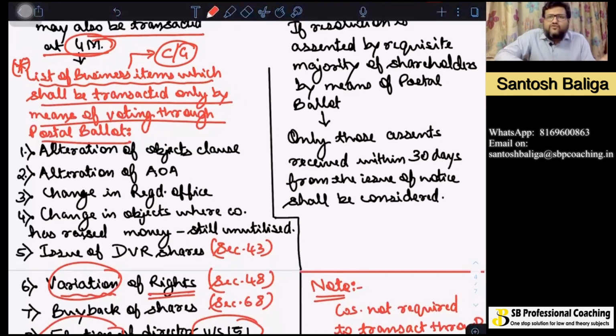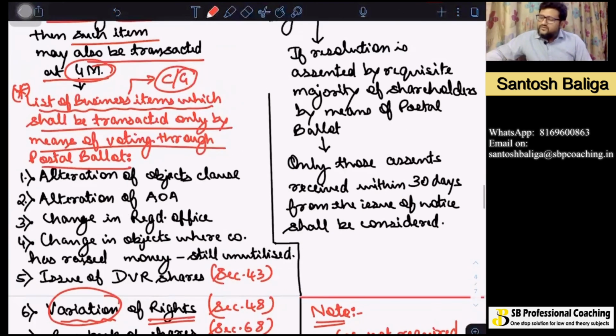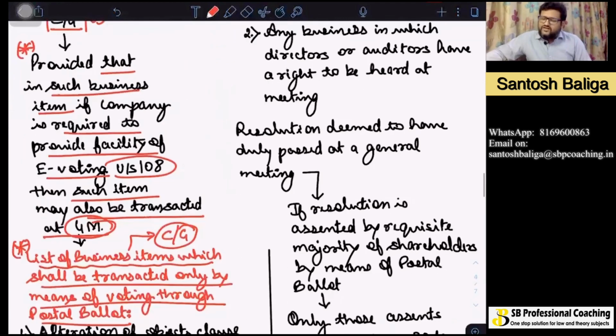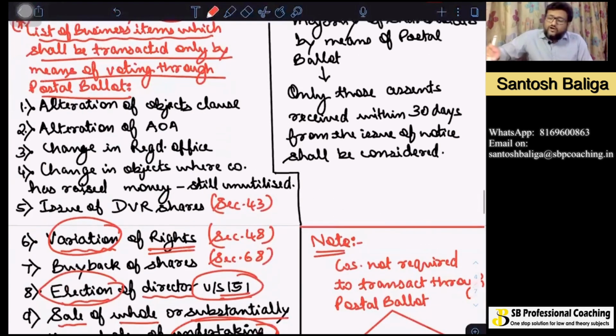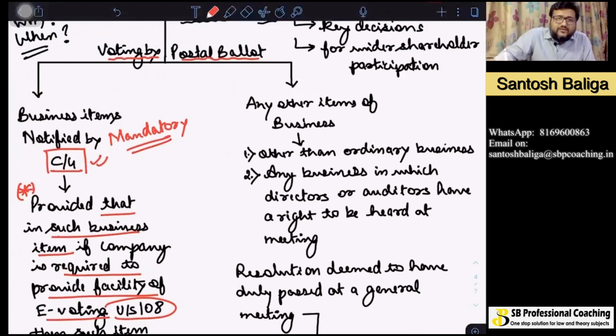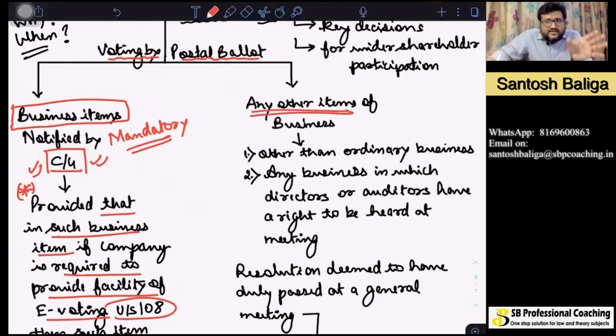If you write around 4, 5 to 6 points, it is more than enough and sufficient. Okay. Next part is, so we have understood that first of all, postal ballot will be mandatory in case of business items notified by central government. The second part is any other business item apart from the 10 business items that we have gone through.